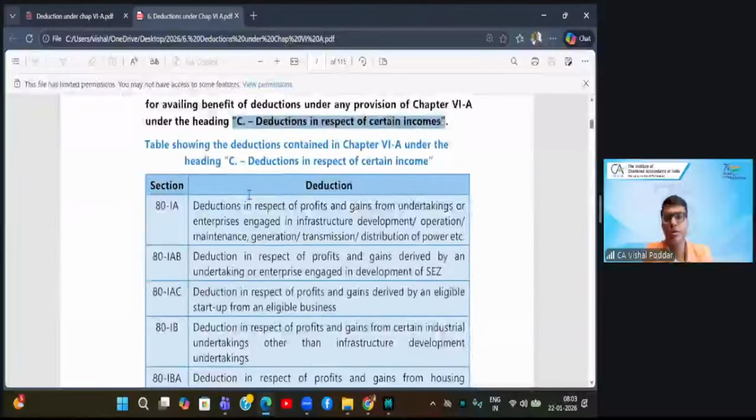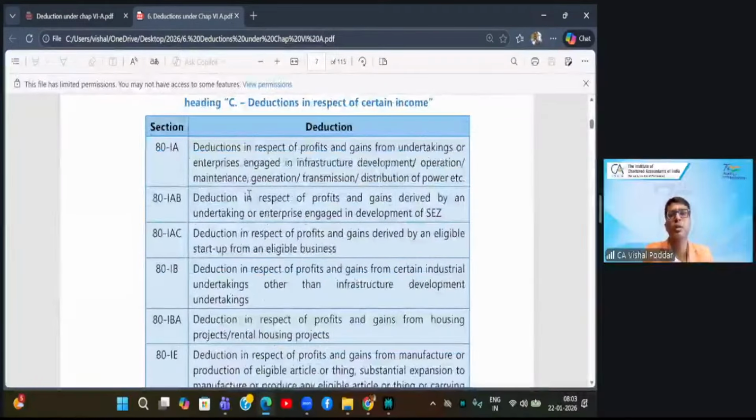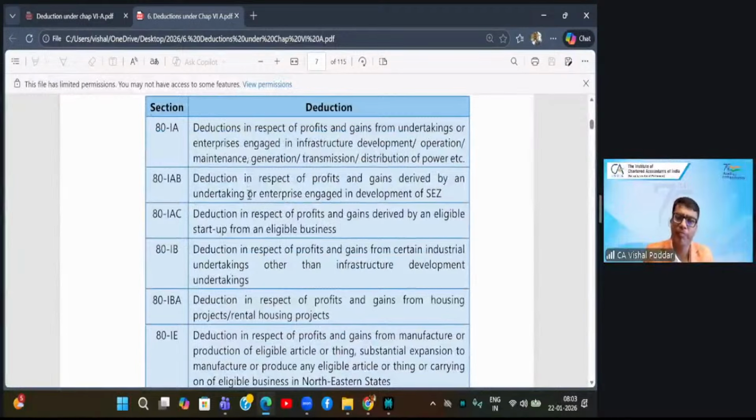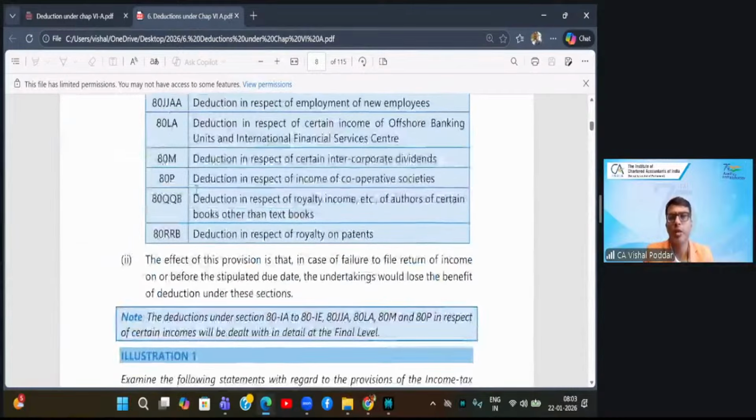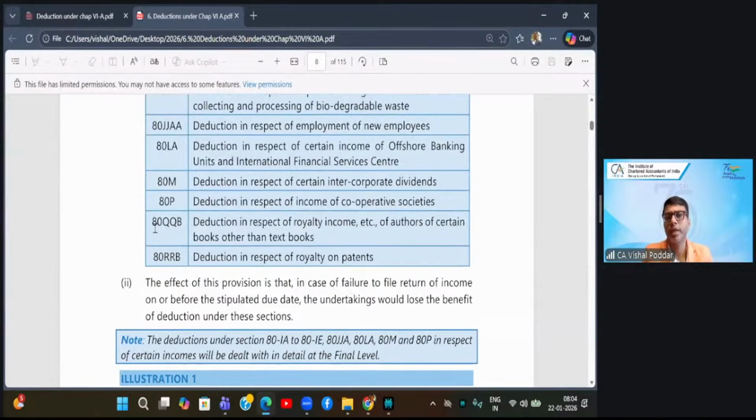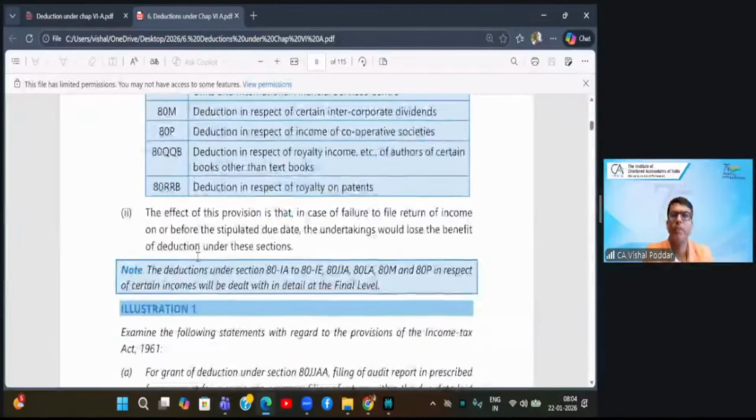Now here is the list of those incomes for which deduction is allowed under heading C. As you can see, this heading C starts from 80IA. So you have 80IA, 80IB, 80IAC, etc., up to 80RRB. Out of all this, we have only 3 sections applicable to us. That is 80JJAA, 80QQB, 80RRB. Other than this, remaining will be covered at the final level.